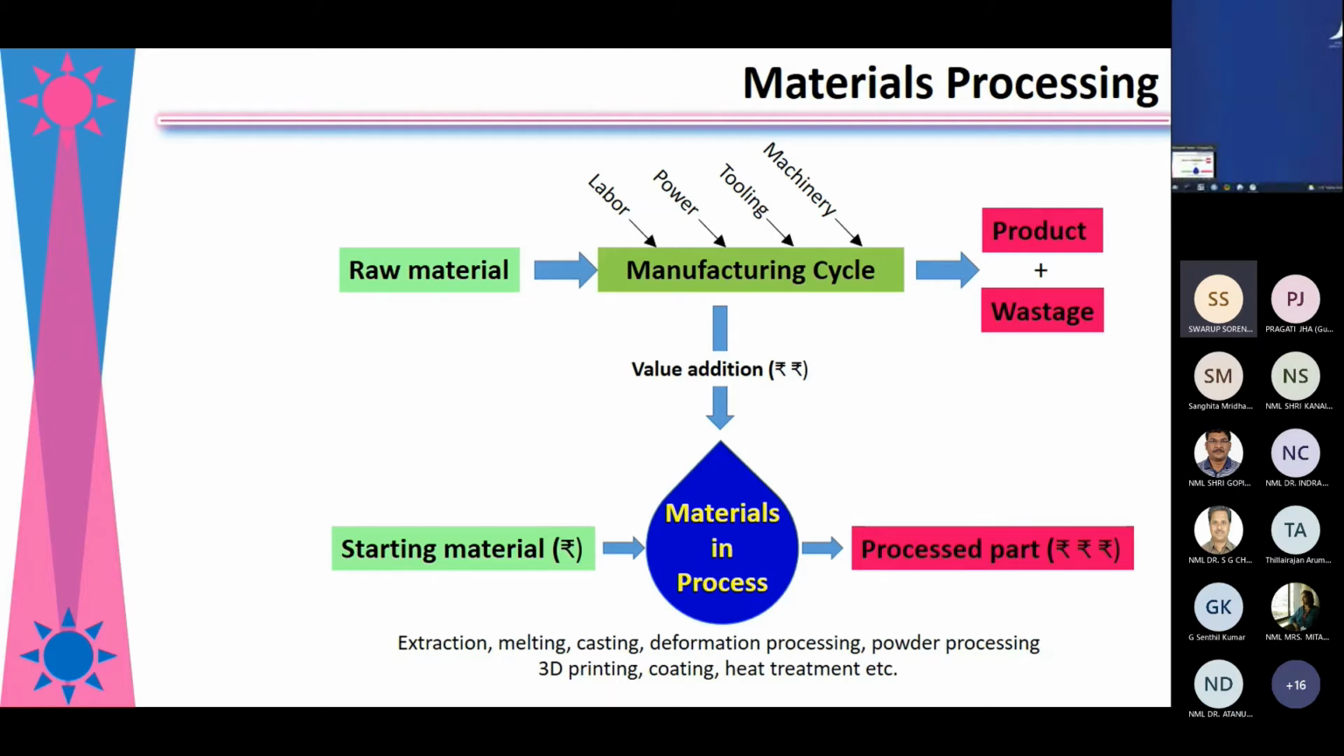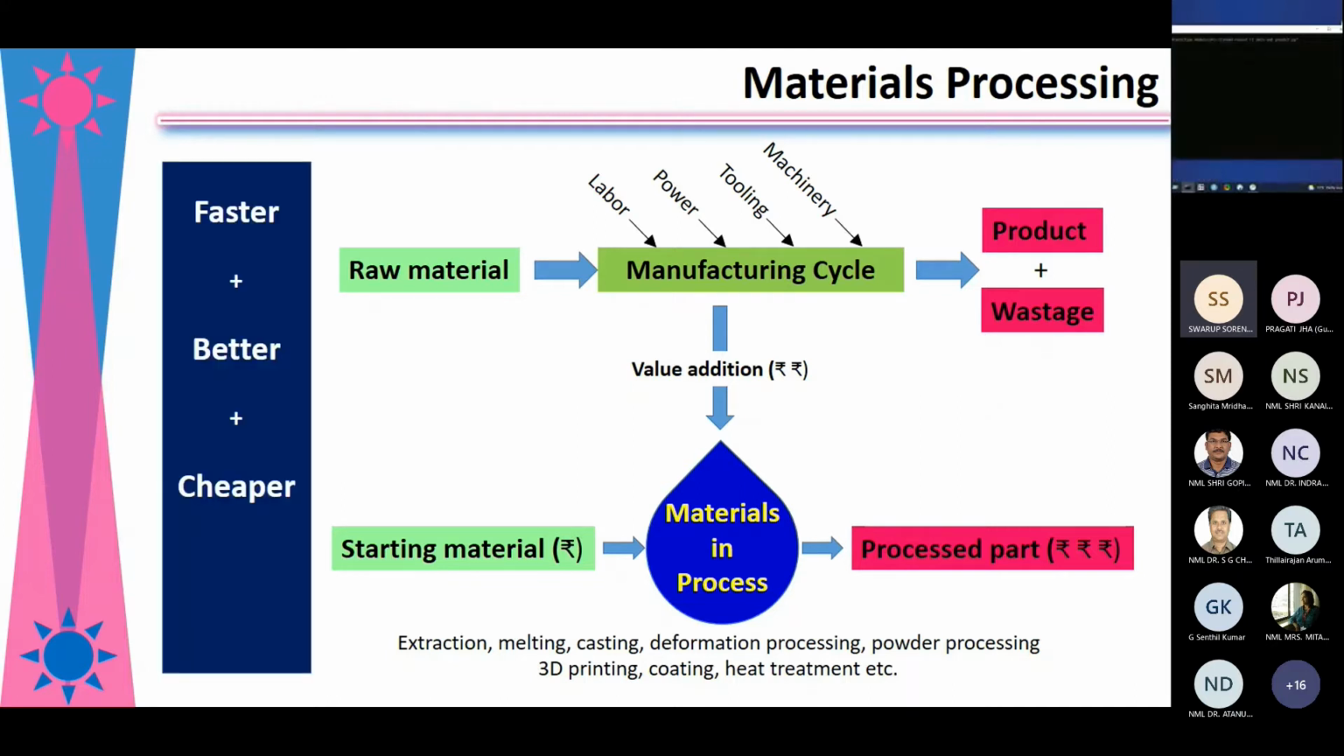product, and this is obtained by various processes we call extraction, melting, then casting, deformation processing, powder processing. So all the processing we do with the raw materials, they are actually doing the value addition to the material for a product. And what we want to have from this value addition: faster production, better performance, and cheap.